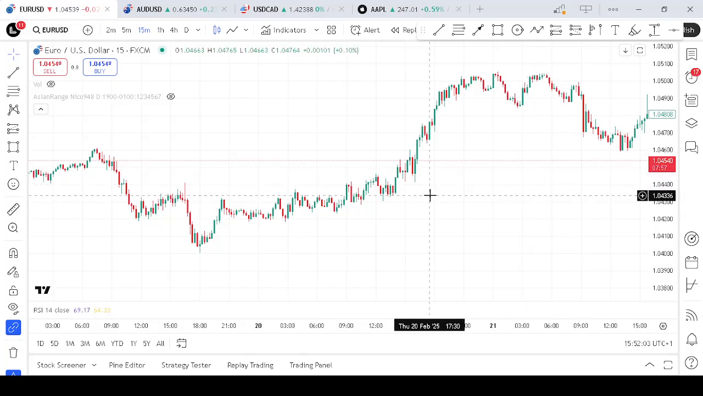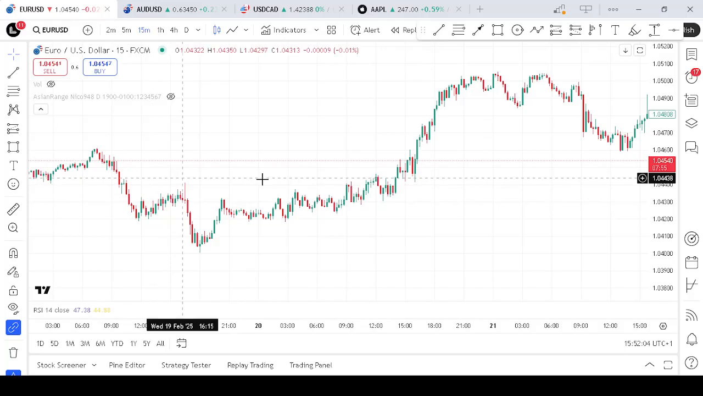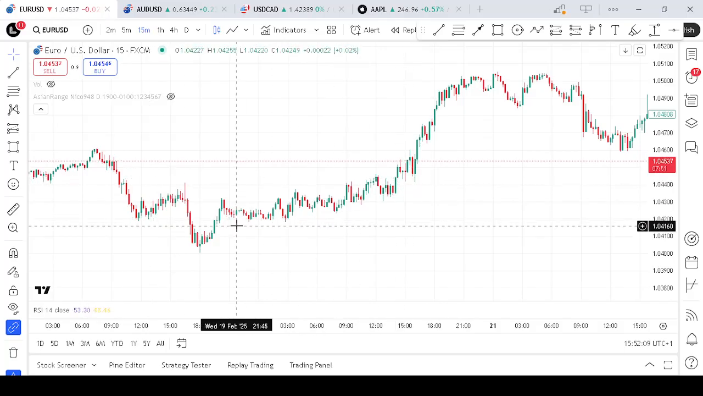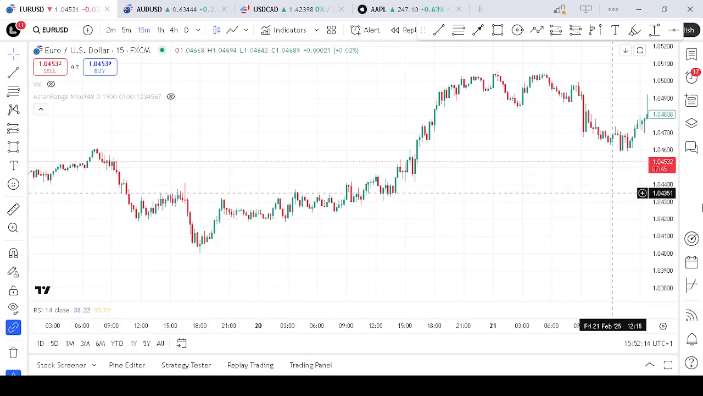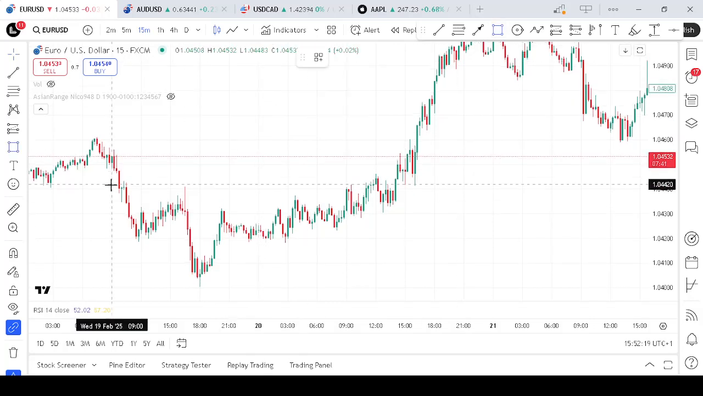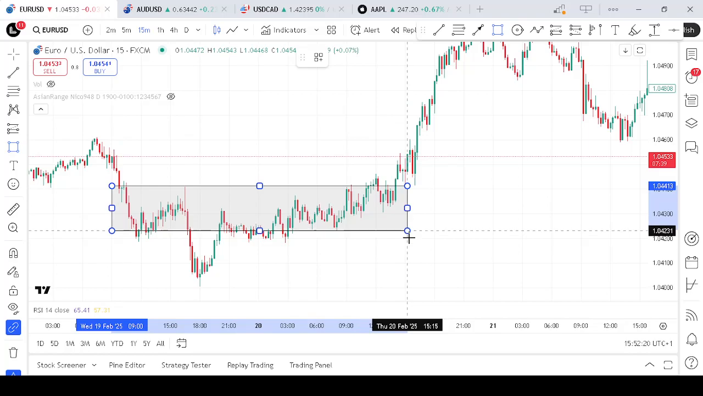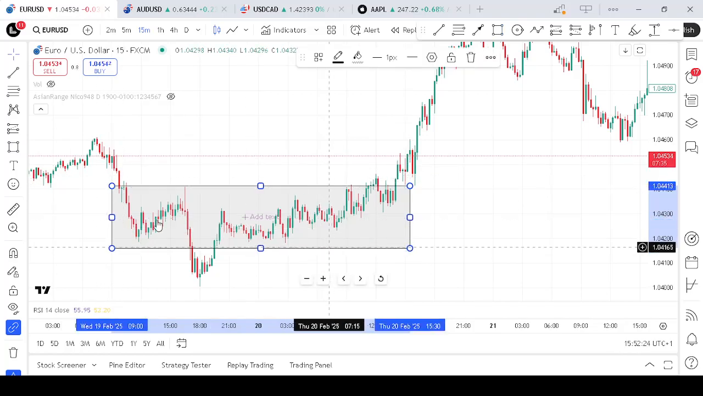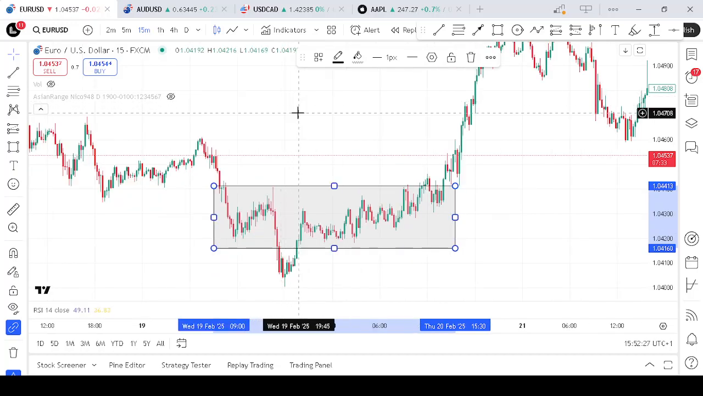This involves identifying key resistance or key support levels and entering a trade when the price breaks through these levels with increased volume. Now let's look at an example. We can look at this part of the market. We can see that price is struggling to break the upside and is struggling to break the downside of this market. Let me mark it out.